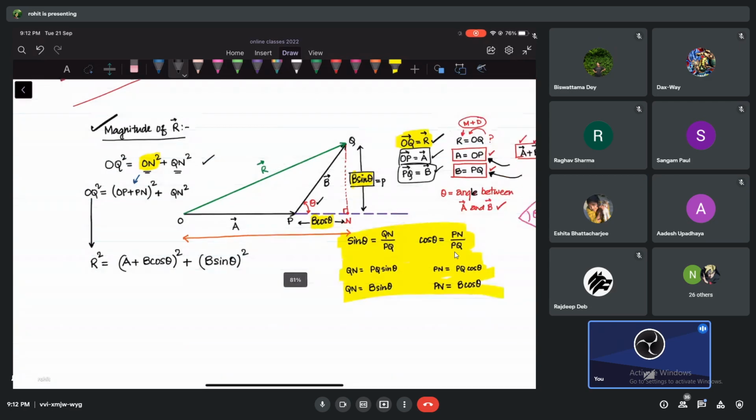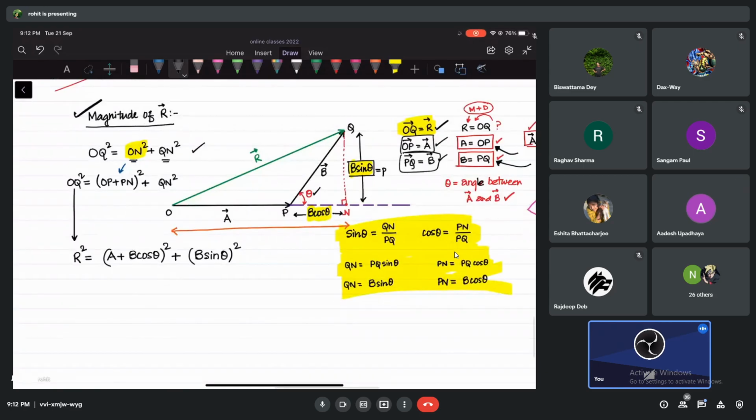At this point, are you clear? It is just geometry, nothing else. Anybody has doubts, please ask me right now. How did I get the R square? Jyotirmoy, please check. What is OQ here?